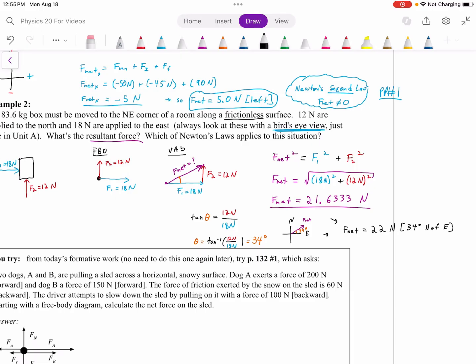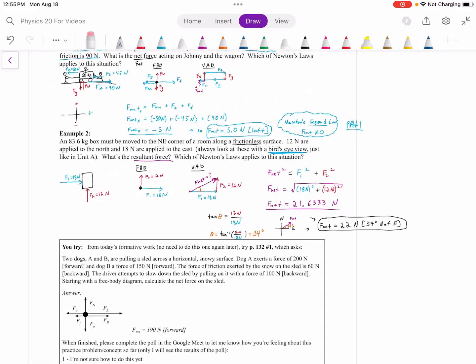And again, if you had drawn your diagram slightly differently, if you had gone like this, you'd still get the right answer. You would probably just find this angle, which would be east of north. So for you, you might say 56 degrees east of north. That's the same thing as 34 degrees north of east. You're just saying start at north and go 56 degrees towards the east, but you end up facing the same way. So all that vector stuff we did in Unit A still applies because forces are vectors. We're going to see that a lot throughout this unit.